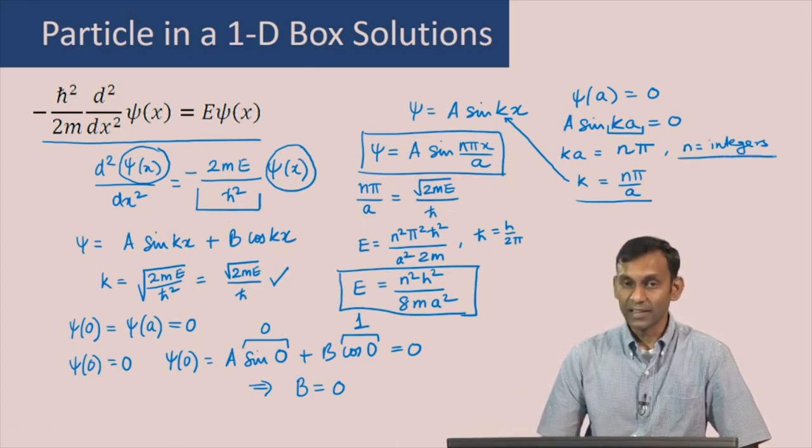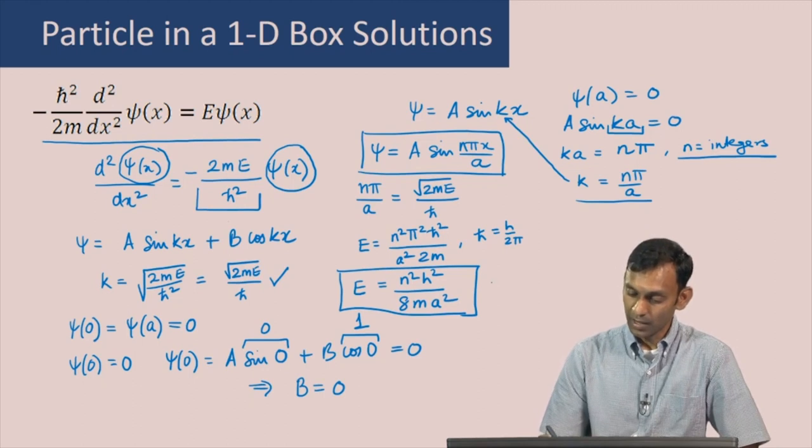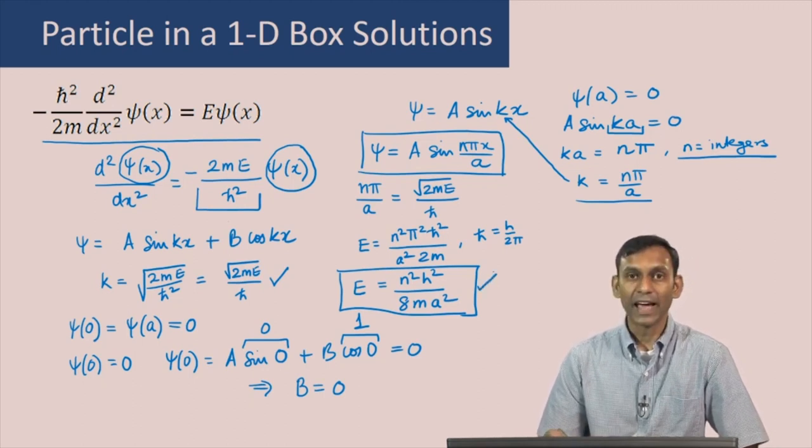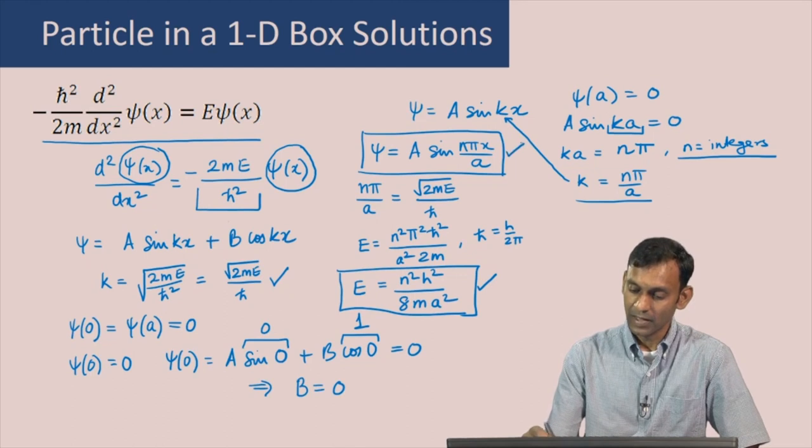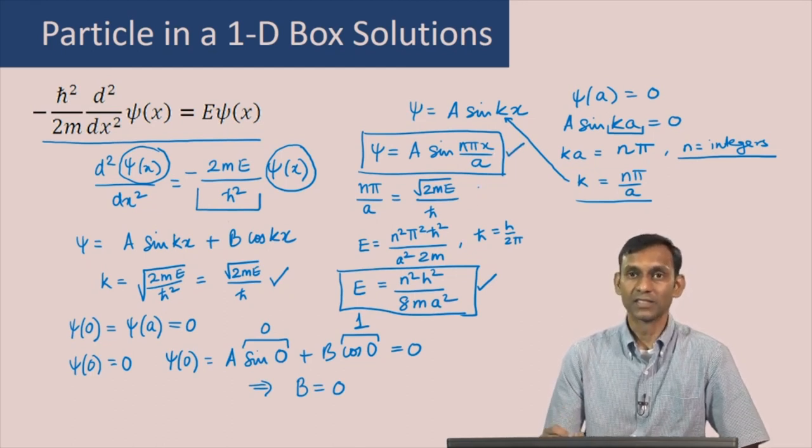So, we see that the energy of the particle is now quantized. Not all values are allowed, but only values corresponding to this expression when n are integers. And similarly, the corresponding eigenfunctions are given here, which depend on what n is, and n is usually called a quantum number. Now, what integer values can n take? It could be 1, 2, 3 and so on.